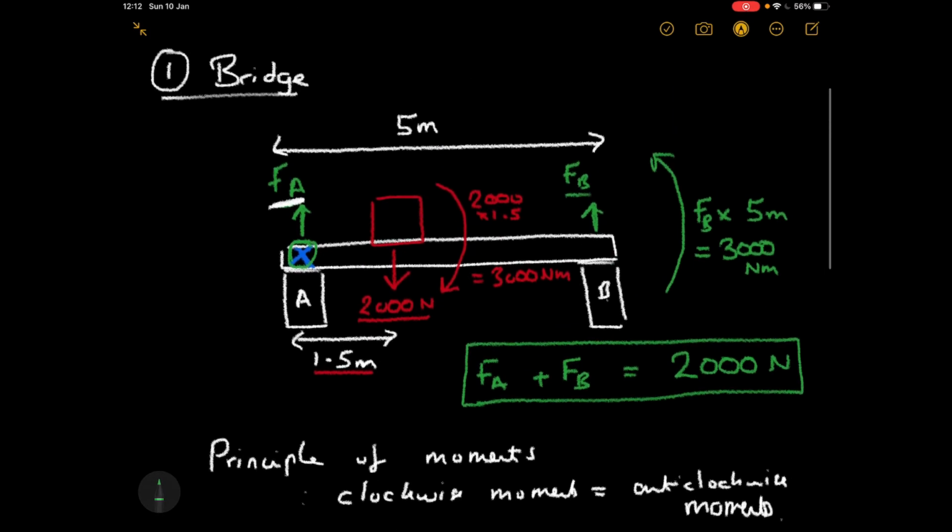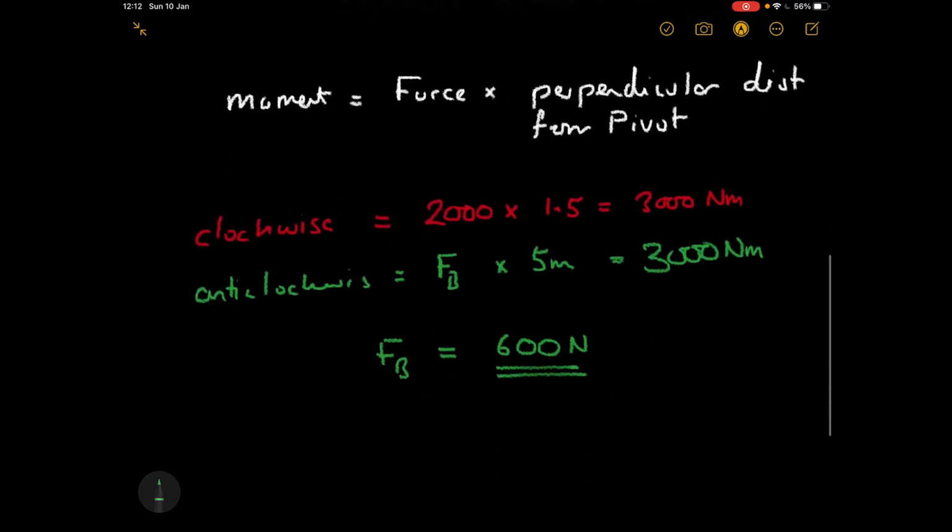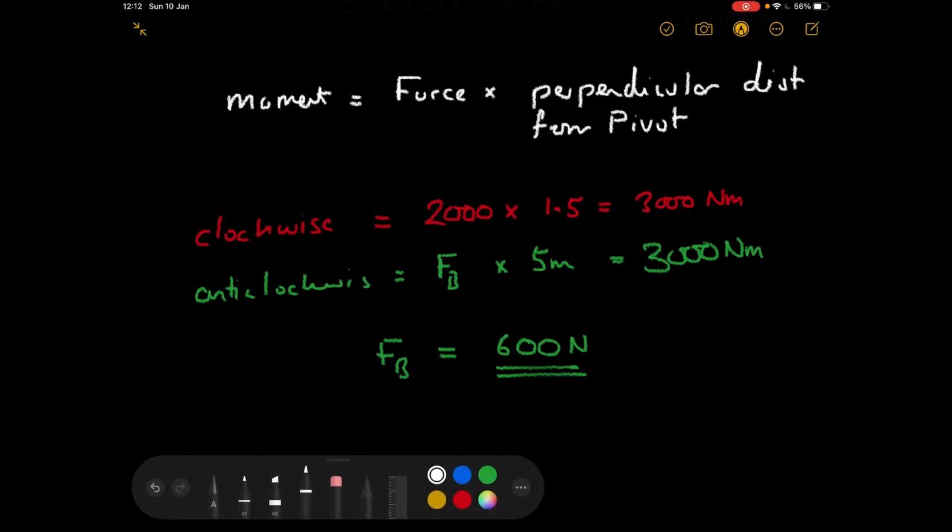Now, concept check. Does this sound about right? Well, if we think about what we talked about, the overall weight is 2,000 newtons. We know that the pillar it's closer to should be providing more of the reaction force. It's closer to A, B's further away. So yeah, 600 is about right. So force B is equal to 600 newtons.